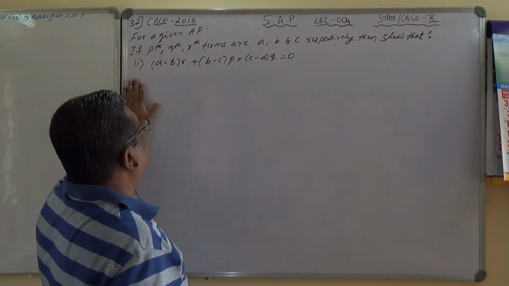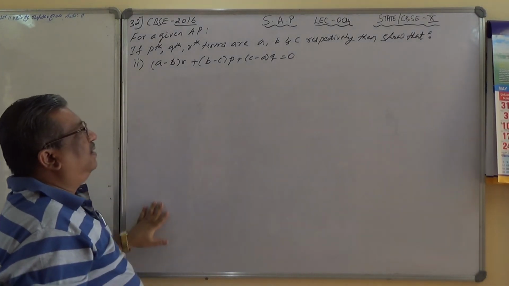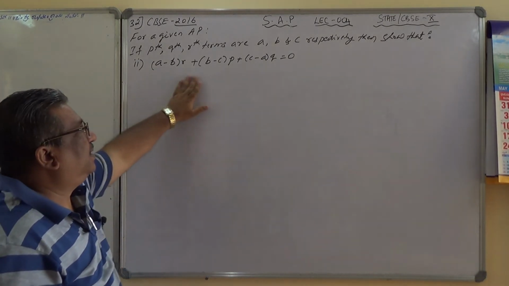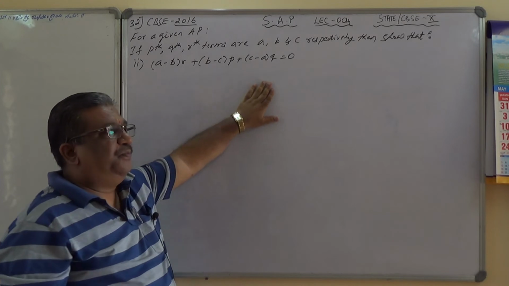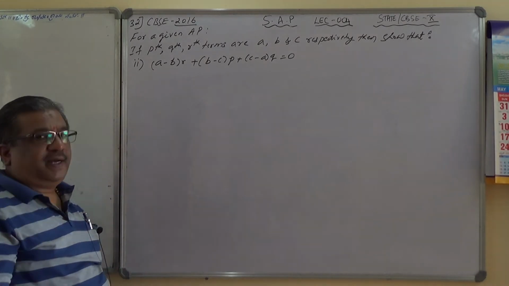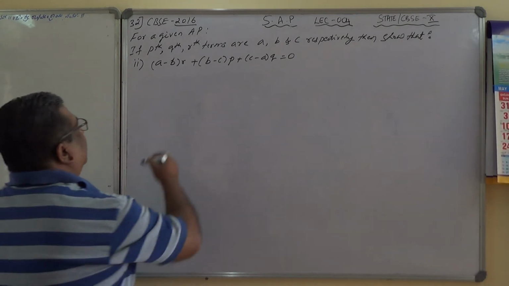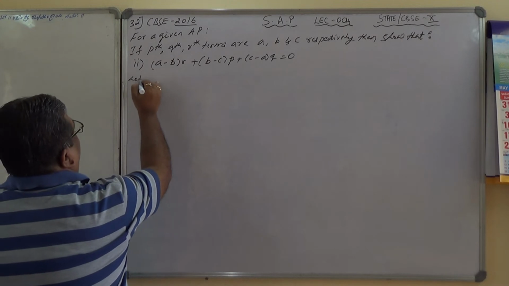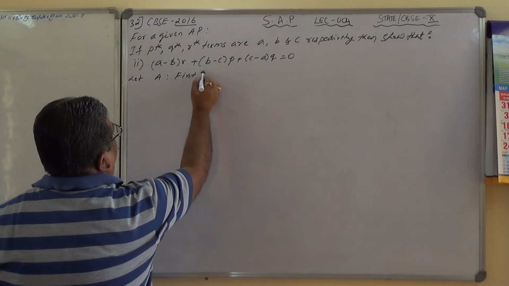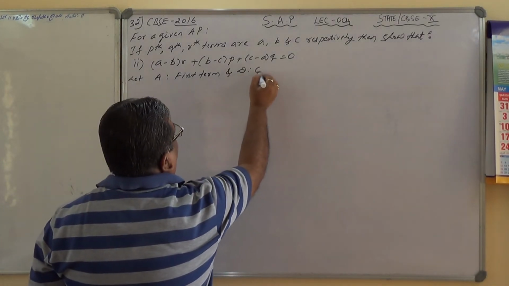Students, this is the second part of this sum, 2016, which had appeared. Now here, A minus B times R plus B minus C times P plus C minus A times Q. Let me try to explain. We'll try to do it in a different way. Let's see. So let A be first term and D be common difference.